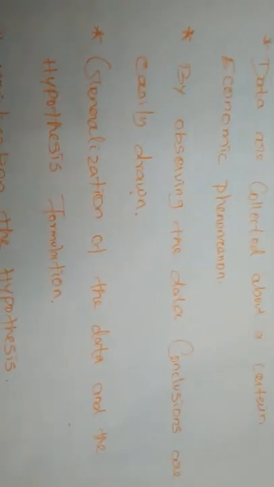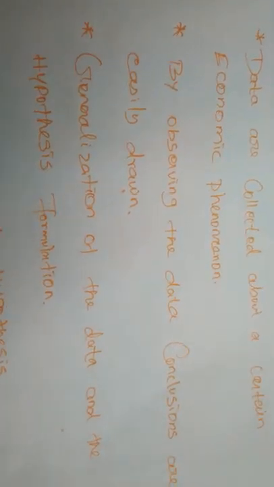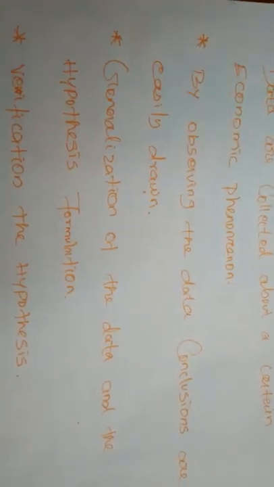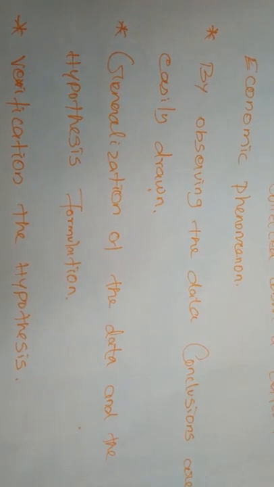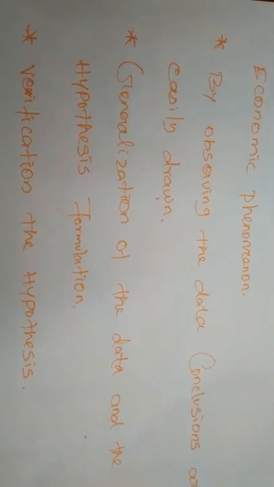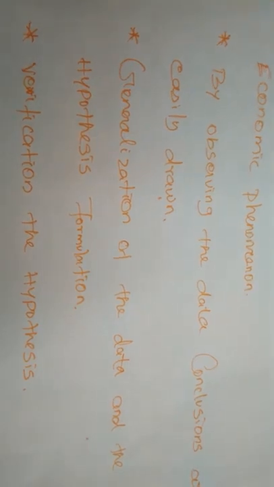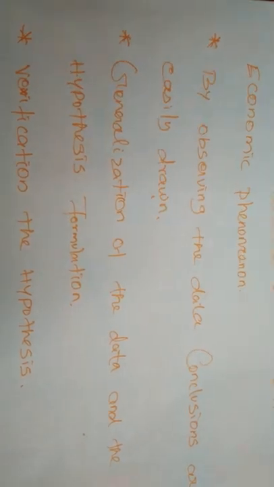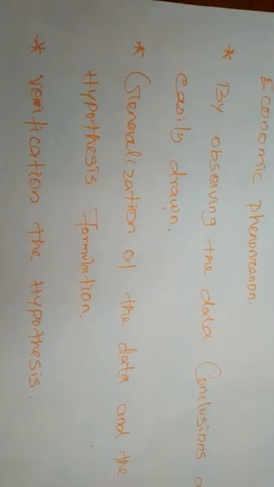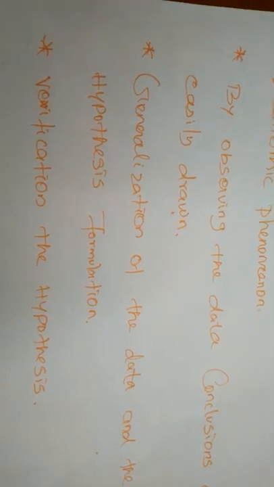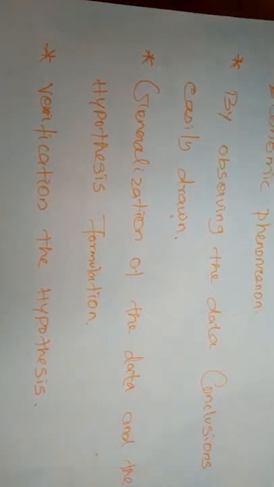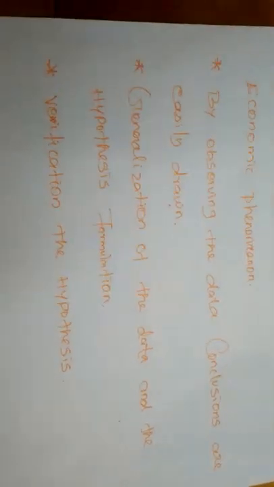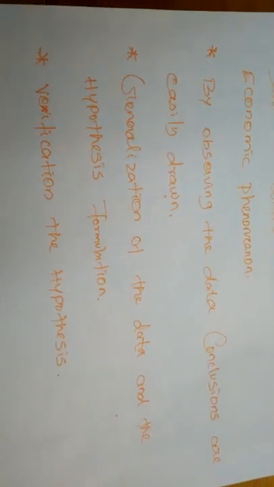Next, by observing the data, conclusions are easily drawn. When we observe the data very clearly, we can easily draw the conclusions. Suppose, on the basis of observing the population, you predict that in the next 10 years the population will not increase, and the existing amount of food production is enough, so we will not be ready to produce any more commodity. So for the purpose of coming to the conclusion, we must observe the data.